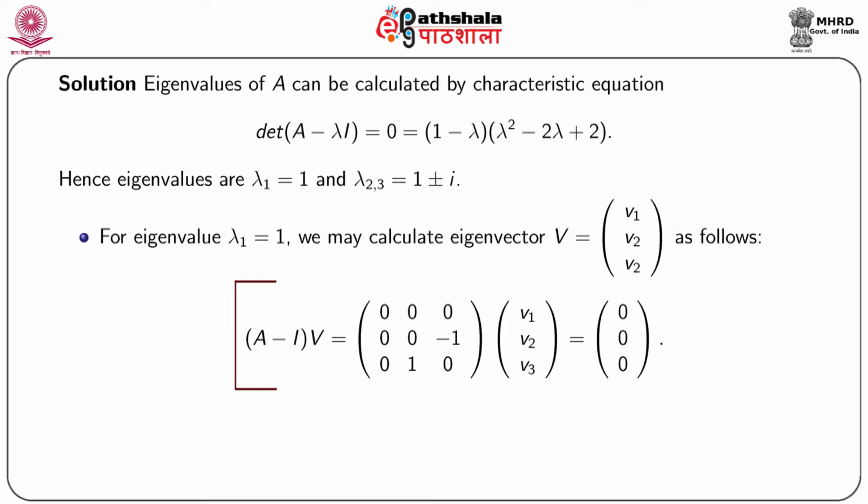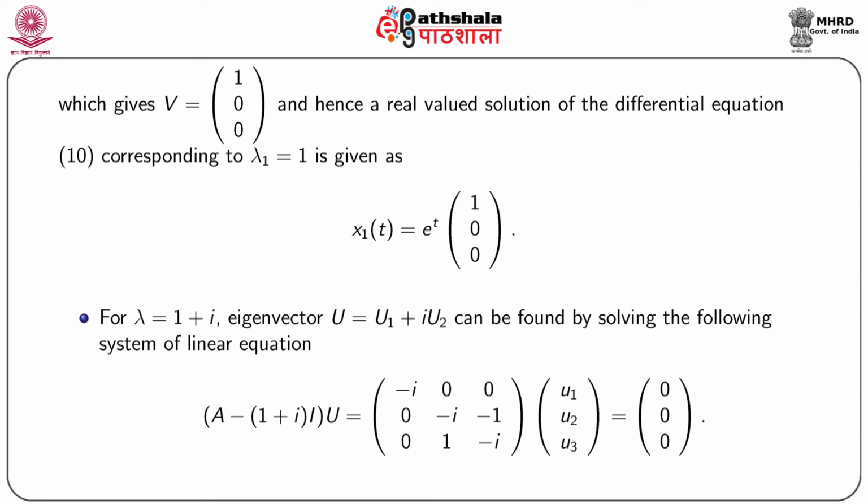Substituting the values of A and I and simplifying, we will get the matrix equation as [0 0 0; 0 0 -1; 0 1 0] equal to 0, which gives (1, 0, 0) as one of the solutions of the system of equations, and hence we conclude that a real valued solution of the differential equation 10 corresponding to lambda 1 equal to 1 is given by x1(t) is equal to e to the power t times (1, 0, 0).